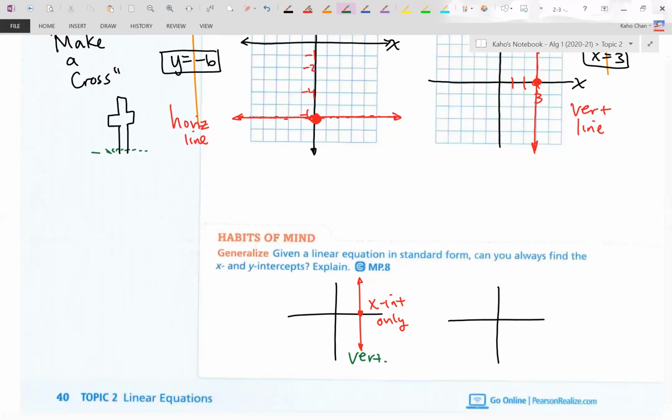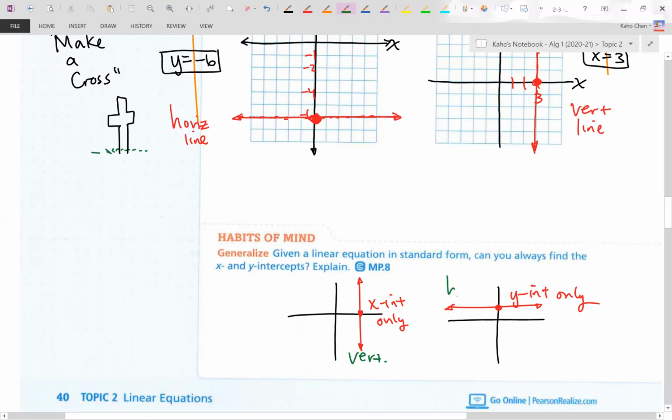For a horizontal line, you only get the y-intercept, but no x-intercept. So they just wanted you to think about it a little bit.